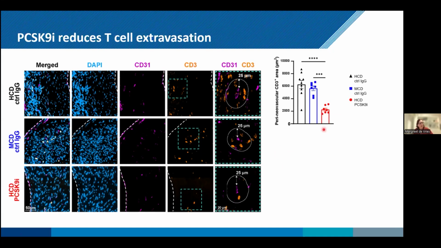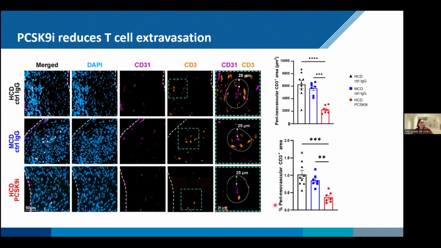As you probably remember, the mice that got this PCSK9 inhibition treatment had an increase of plaque angiogenesis. So if we compensated for the increase in angiogenesis in the PCSK9 inhibition group, we still saw this reduced number of T cells in the surrounding near the neovessels.